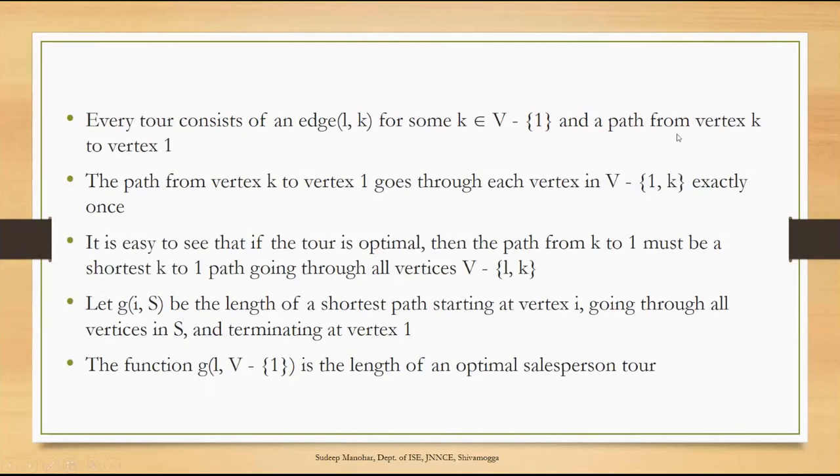And a path from vertex k to vertex 1. So what it tells is, every tour consists of an edge 1 to k. Any one k may be 2, 3, 4, 5, anything. So there is an edge from 1 to 2, for example, and a path from vertex k, for example 2, to vertex 1. So I'll explain it with the diagram.